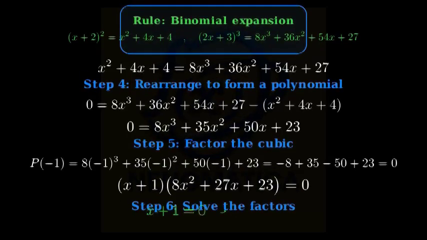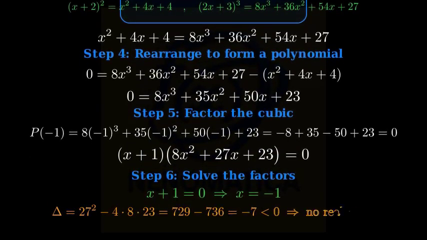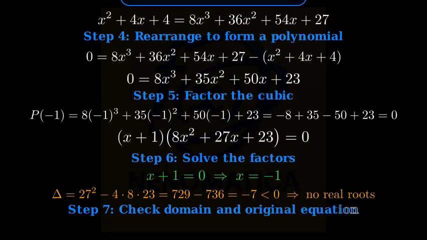From x plus 1 equals 0, we get x equals negative 1. The quadratic 8x squared plus 27x plus 23 has discriminant 27 squared minus 4 times 8 times 23, which is negative, so it has no real solutions. Step 7. Check the domain and the original equation.